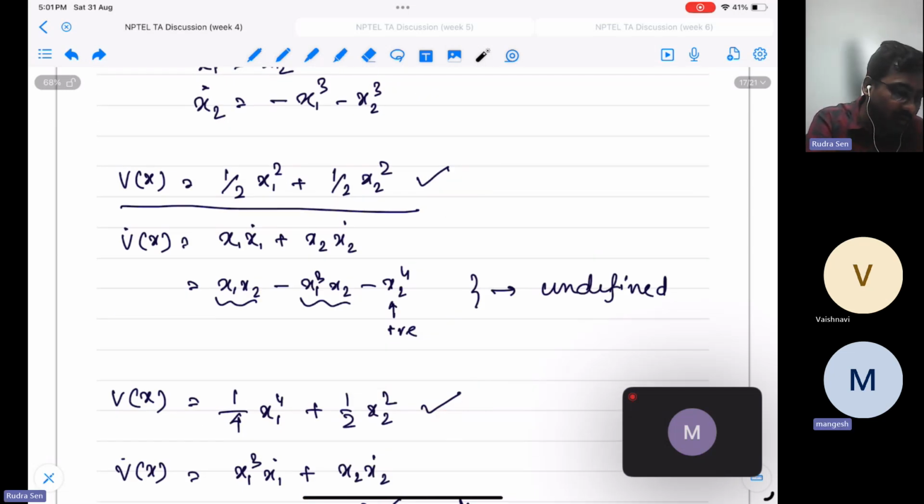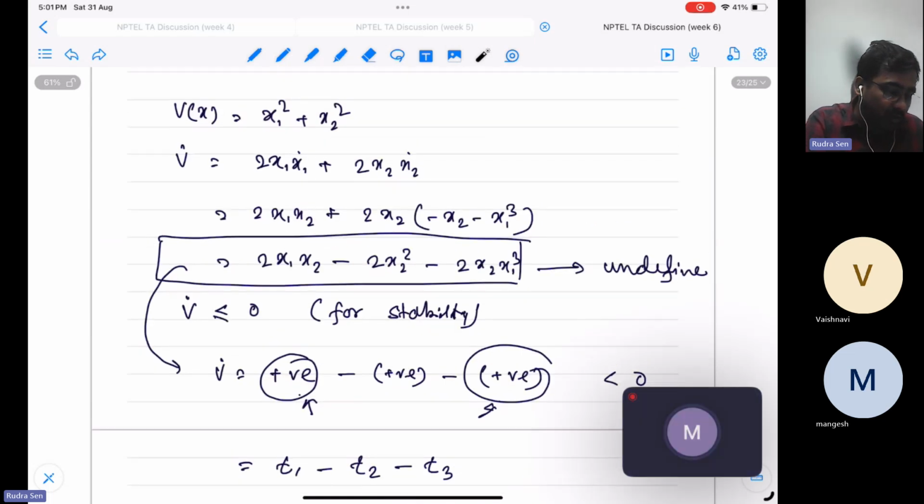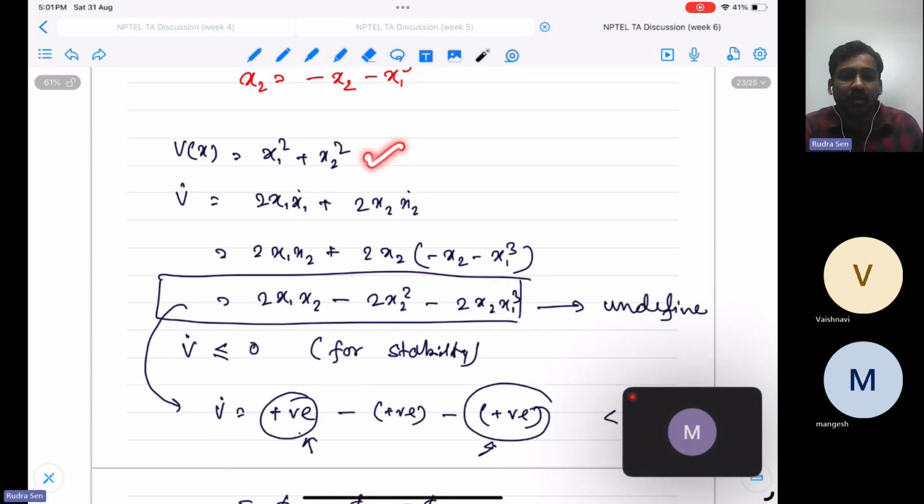So in your case, your Lyapunov function may not work because you are getting an undefined solution. So you have to choose another Lyapunov function so that we can get the stability of the system. That's why checking stability using a Lyapunov function is not a necessary condition.